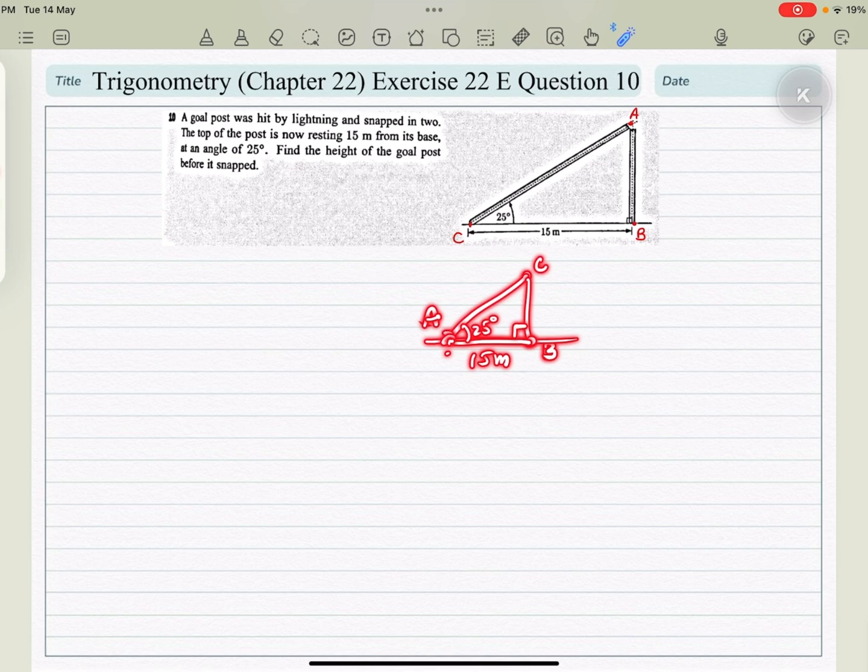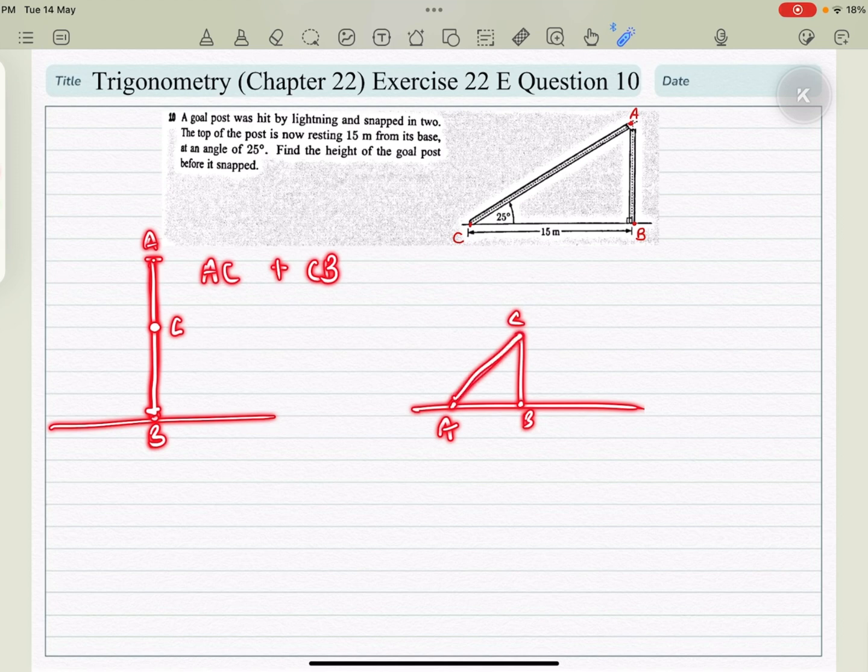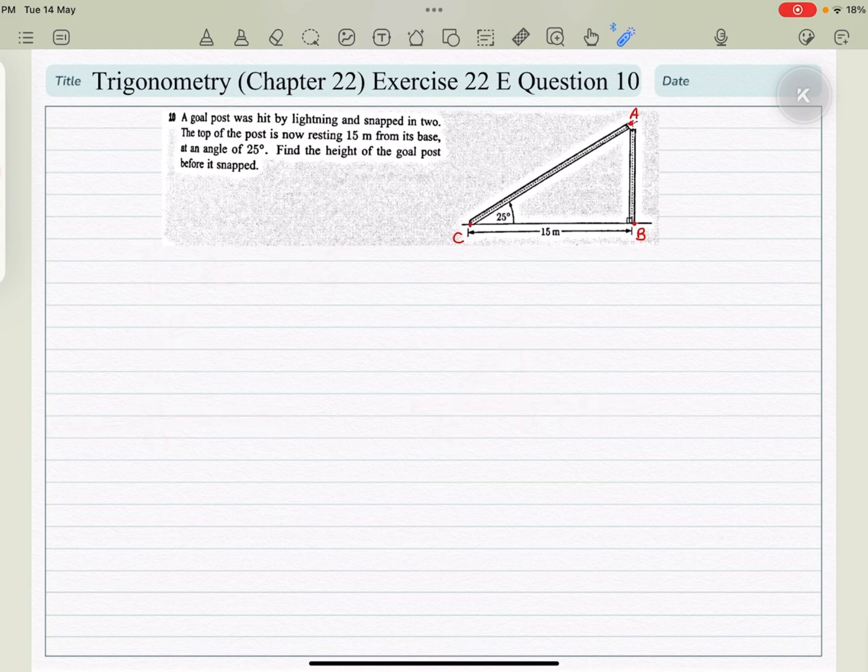And this is of course 90 degrees because the pole before was standing upright. Now we have to find the height of the goalpost before it snapped. So remember how the goalpost was like this when it snapped. We have to calculate AB, but because it had a snap at C, we have to do AC plus CB. So when it snapped, it basically landed like this. If this is C, this is B, this is A, we have to do AC plus CB, and that would be our answer.